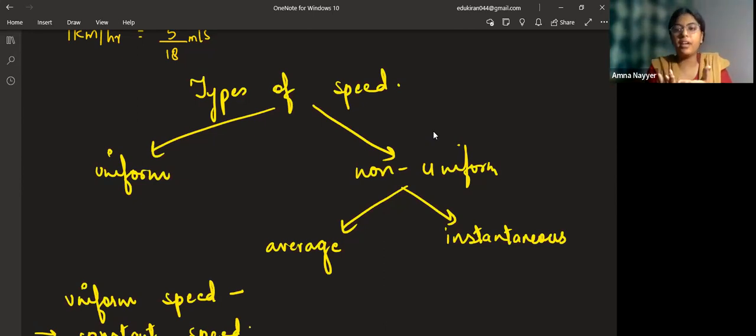When will it be non-uniform? When, say, at the initial distance it is 5 meter per second, then at the next distance it is 6 meter per second, then again back to 5 meter per second. In that case, it is non-uniform. And non-uniform is also of two types, average and instantaneous. I'll tell you when to use average and when to use instantaneous, but the average part is very easy to solve.